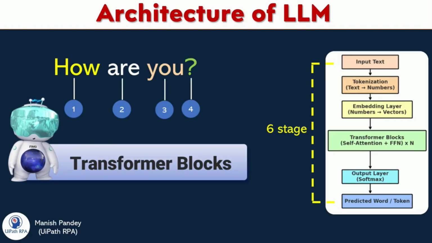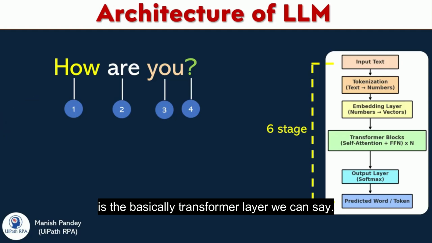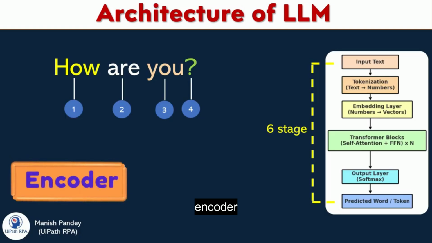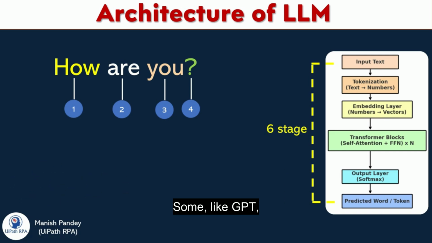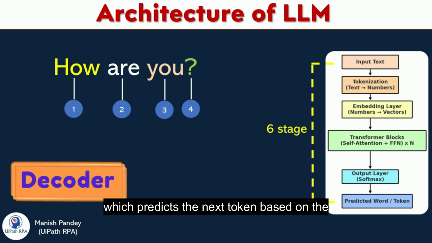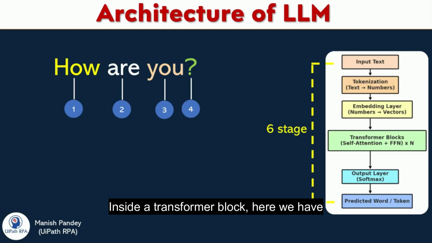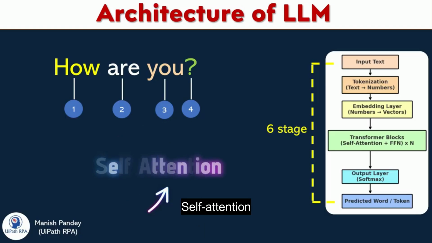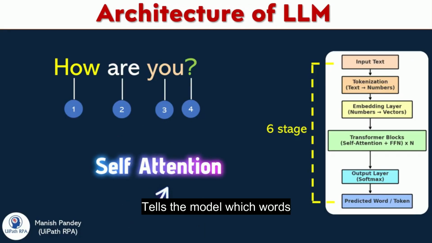This is basically the transformer layer, we can say. This is the backbone of LLMs. Some models use an encoder to read and understand the input. Some, like GPT, only use a decoder, which predicts the next token based on the previous ones. Inside a transformer block, we have two main things: self attention and FFN. Self attention tells the model which words are connected to each other.